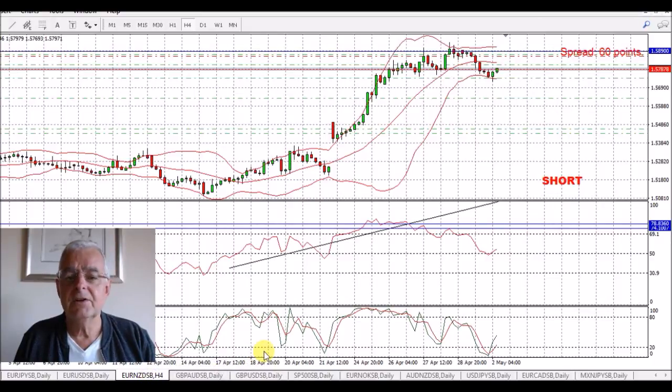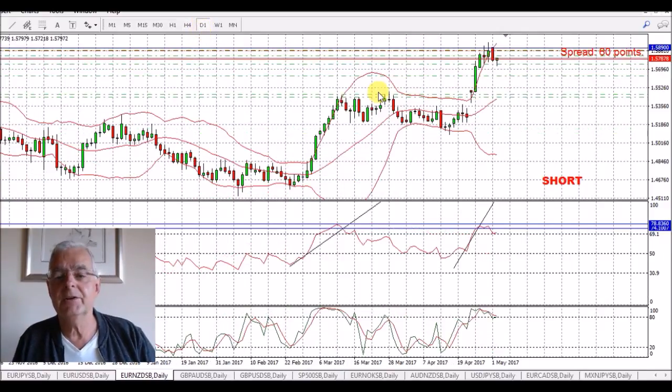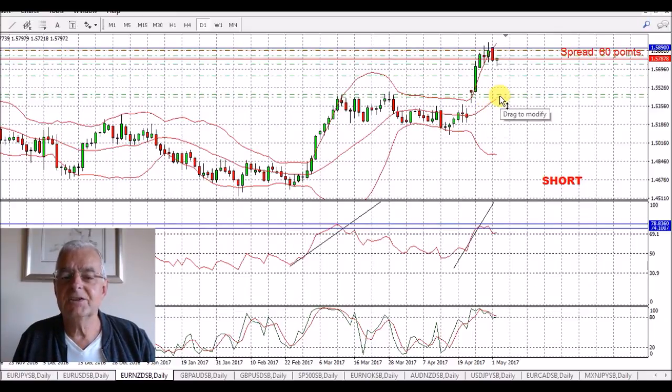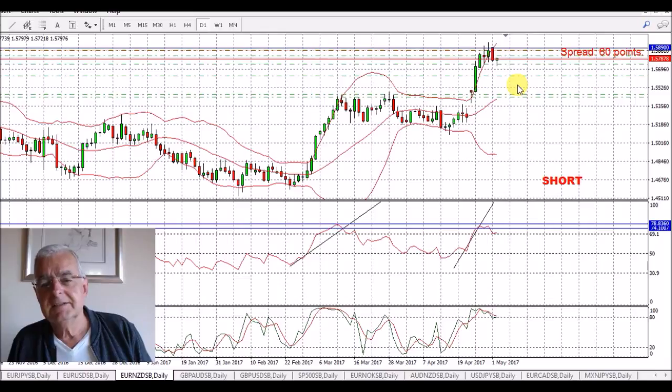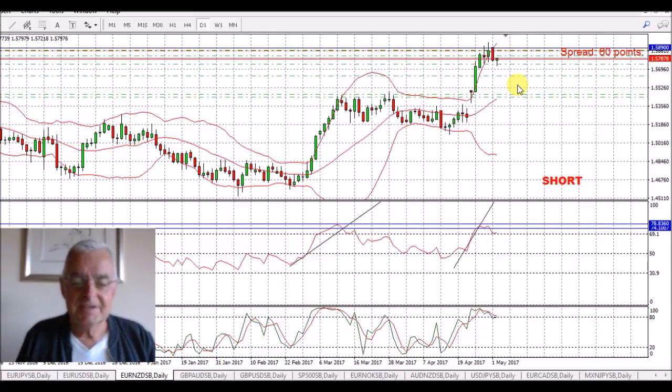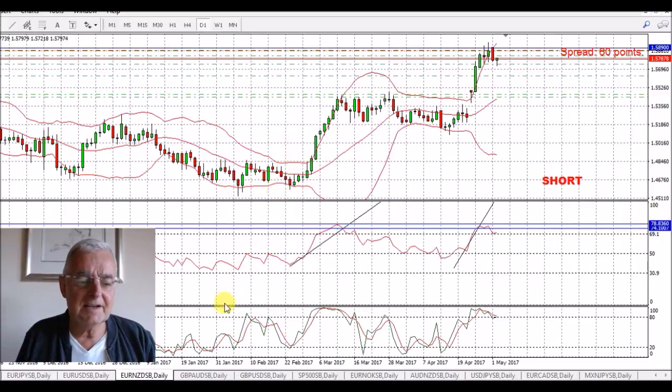Euro, New Zealand dollar. This is a 4-hourly chart. It came down nicely yesterday. It's starting to bounce a little bit back up. There's the daily chart. I did want to get out of these two yesterday and put another trade in at the top here, but it just seemed to be coming down so nicely I left them. So we'll see what happens today, and I might get out of those today.